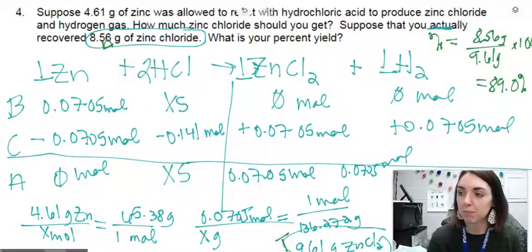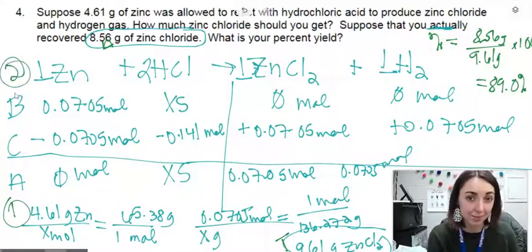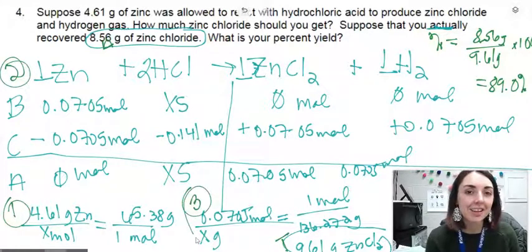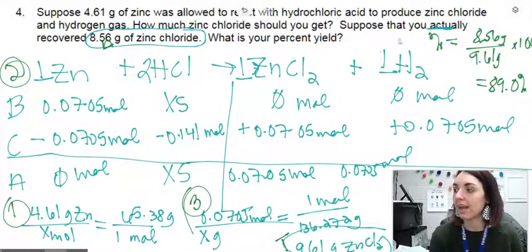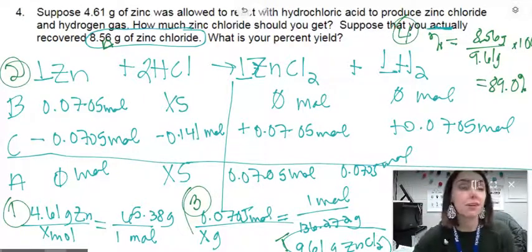Quick review on the steps we did. Step 1, convert your mass to moles. Step 2, fill in your BCA table. Step 3, calculate your theoretical yield. So that's moles to mass. And we added an extra step here. Step 4, calculate your percent yield. So these are a little bit of a bigger problem, but it's all stuff you've done before. We're just sticking it together.